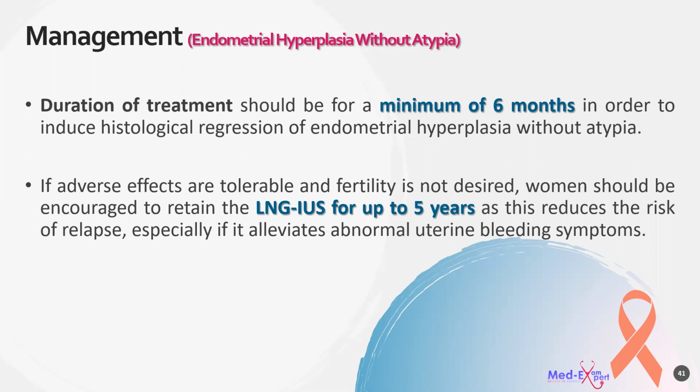The levonorgestrel is the first choice. If it's declined, then we have the oral progestogens. The minimum duration of treatment is 6 months. For the levonorgestrel intrauterine system, if it's tolerable and fertility is not desired, we should encourage the woman to retain it for 5 years to reduce the risk of relapse.